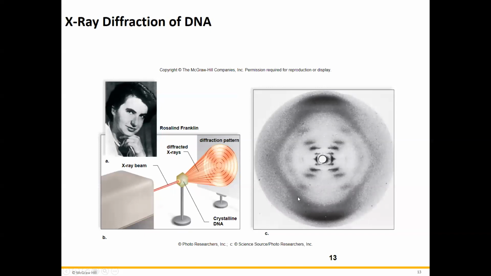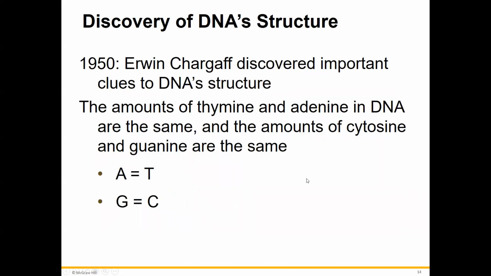This is the diffraction pattern that Rosalind Franklin created. And this was the picture that Watson and Crick found that helped them realize that it was a double-stranded structure, that these nitrogen bases were actually reaching across and holding a molecule together here. So this picture was instrumental.